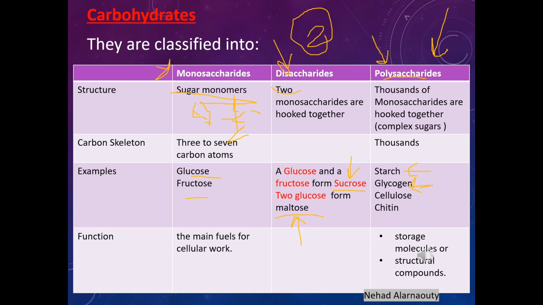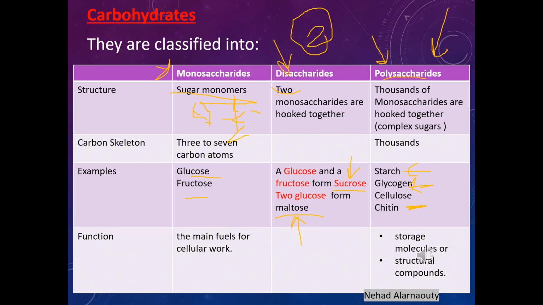Number 3, cellulose. Cellulose is in the cell wall. If you remember the cell organelles, so the carbohydrates, you can see them in the cell structure. Chitin, the last one, is in the crustaceans. You know the shrimp, the exoskeleton, it is composed of sugar, carbohydrates again.